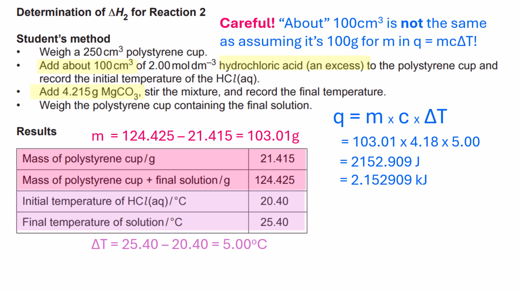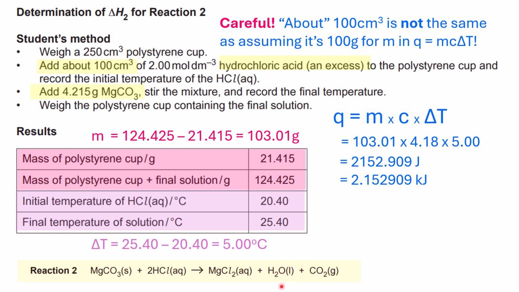So then it says hydrochloric acid is added, and it's in excess. And it also says add 4.215 grams of magnesium carbonate. Now looking at the reaction they're referring to, you can see that magnesium carbonate and HCl are both reactants. But if you look closely, you can see that because it's an acid reacting with a base, making a salt plus water plus carbon dioxide, it's a neutralization. So what we really want is the number of moles of water that's made.